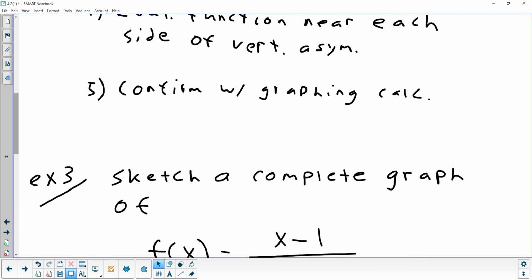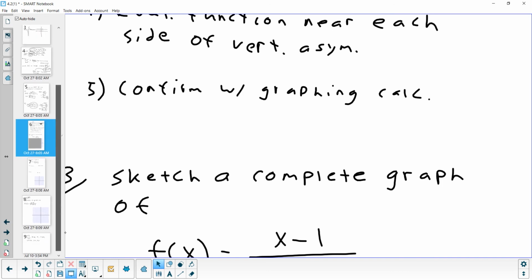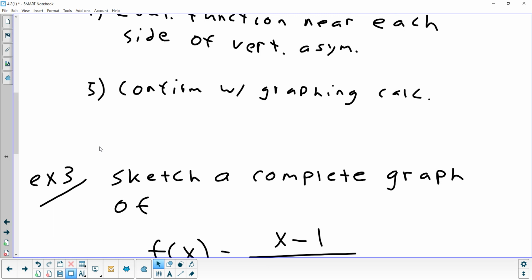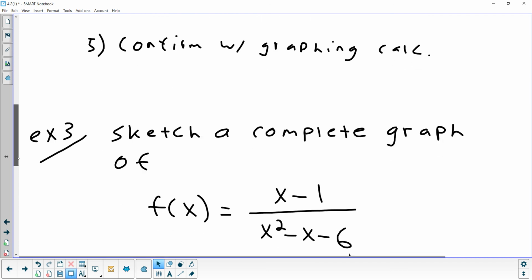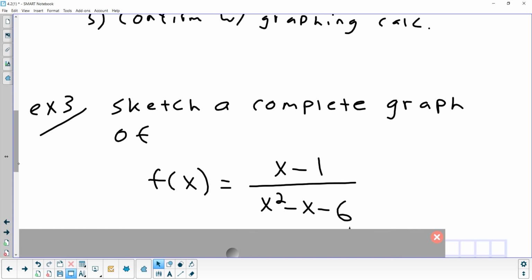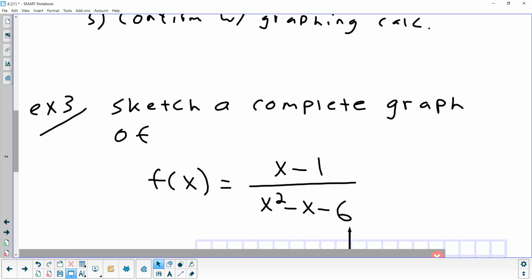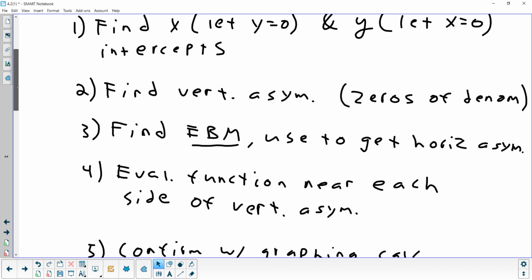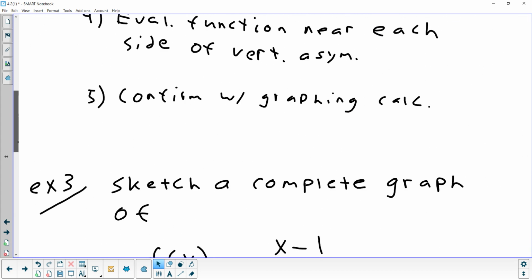All right, so we'll go through as many of these steps as we can that apply in graphing the next couple problems. I think I have 3 examples left to look at. And they're all sketches. Okay, so that's pretty much it for notes. Okay, so it says sketch a complete graph. And what I would look for on a test is, did you find all the information to do the sketch? Did you go through all 5 of those things?